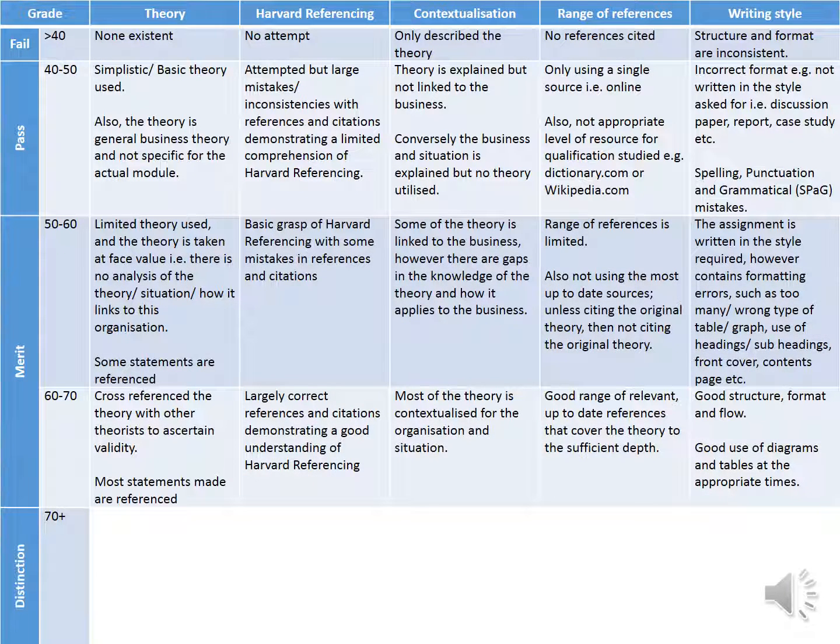Next thing, we're looking at the merit band, that 50 to 60, 60 to 70. When looking at the theory, once again, there's no analysis of the theory. We want you to analyse the theory. All the theories do not work in every situation, so why wouldn't it work?